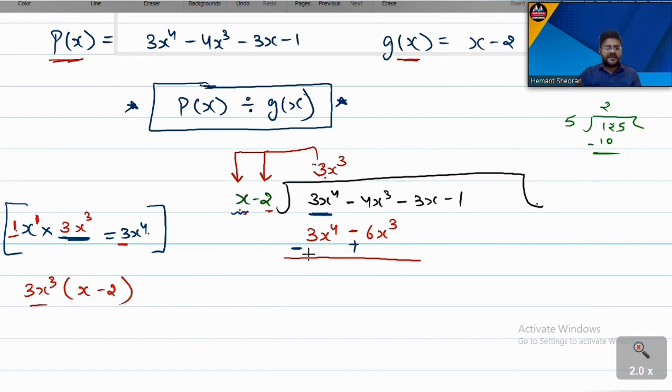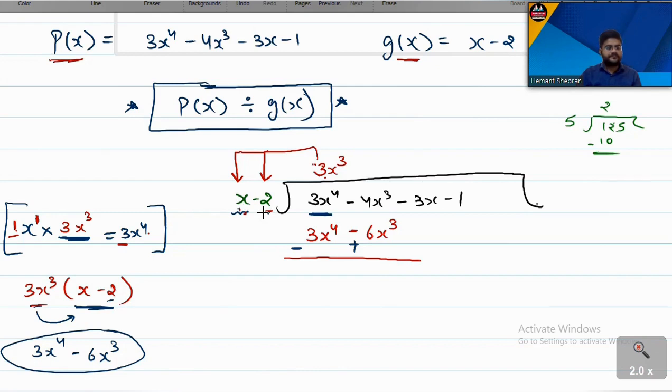Now, I will do the subtraction. This is 0 for me. And on this part, what will I have? Positive 6x cube minus 4x cube will give you... How are we getting 6x cube? If you multiply 3x cube with the whole bracket over here, 3x cube firstly with x, you get 3x raised to power 4. 3x cube with the negative 2 will give you what? Negative 6x cube. Get it? Because this 3x cube is not going to multiply with x only. We need to multiply it with negative 2 as well.